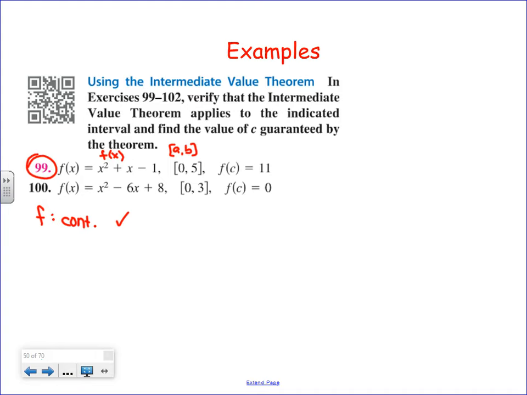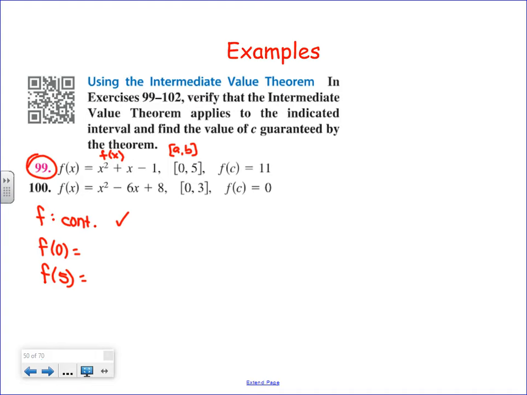No. 11 doesn't have to be in between 0 and 5. These are x values. What do I need to find to figure out whether or not 11 is guaranteed? I need y values. So I need f of 0, and I need f of 5. I need f of b, and I need f of a. I need to figure out, does 11 fall in between? If it does, sweet, it's guaranteed. If it doesn't, I know nothing.